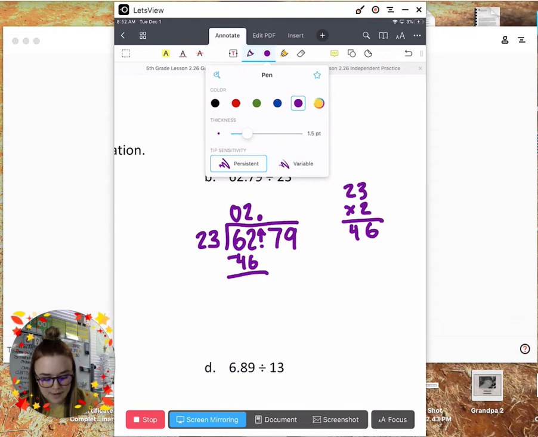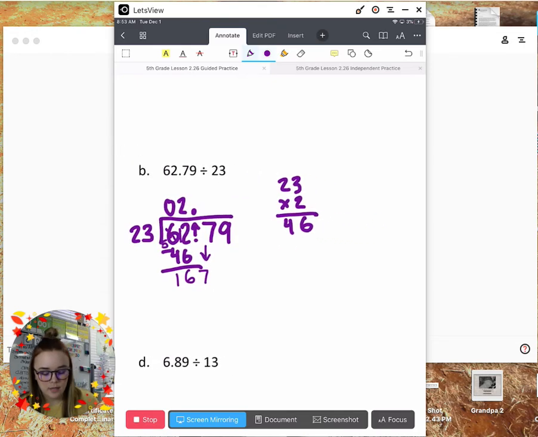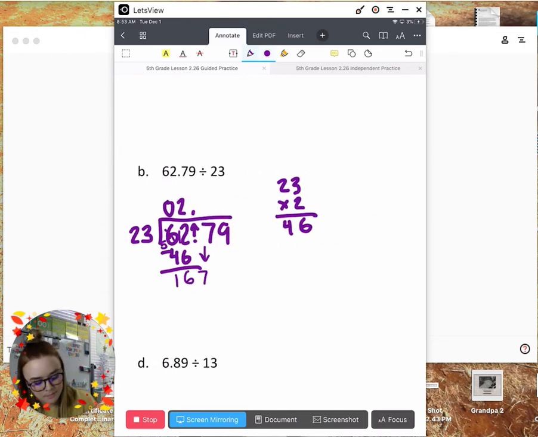We can't subtract 2 from 6. We have more on the floor, so we need to go next door and borrow 10 more. So we're going to borrow from 6, and that becomes 5. And our 2 becomes 12. 12 minus 6 gives us 6. 5 minus 4 gives us 1. Perfect. So now we drop down our 7, and we are looking at 23 going into 167.